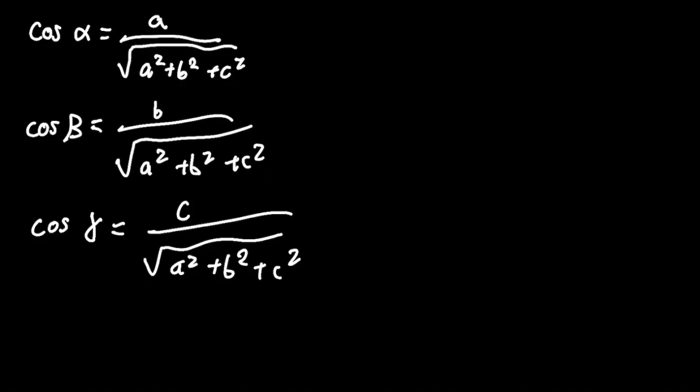And if we consider all of these equations together, we come to a pretty interesting conclusion, which is that cosine squared of alpha plus cosine squared of beta plus cosine squared of gamma is equal to 1. So we have this equation here, and we can use this, for example, to quickly find, if we know 2 of the angles, we can find the 3rd angle.